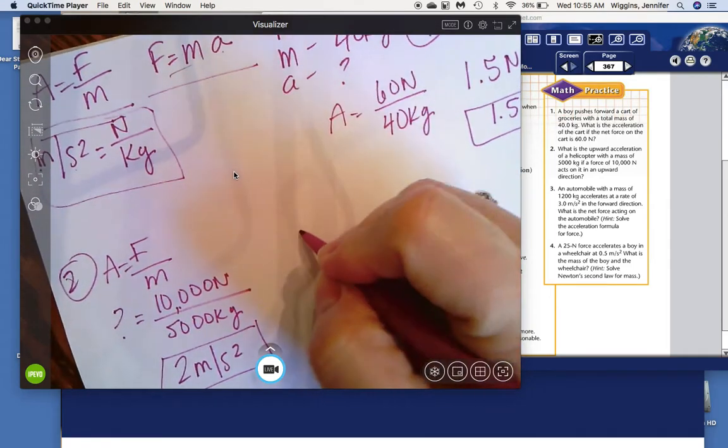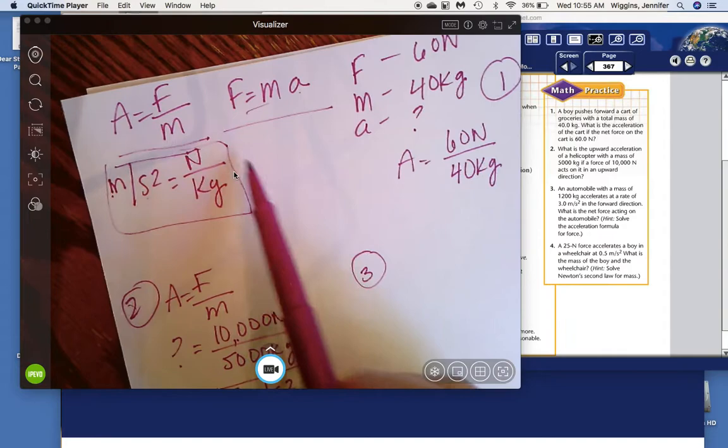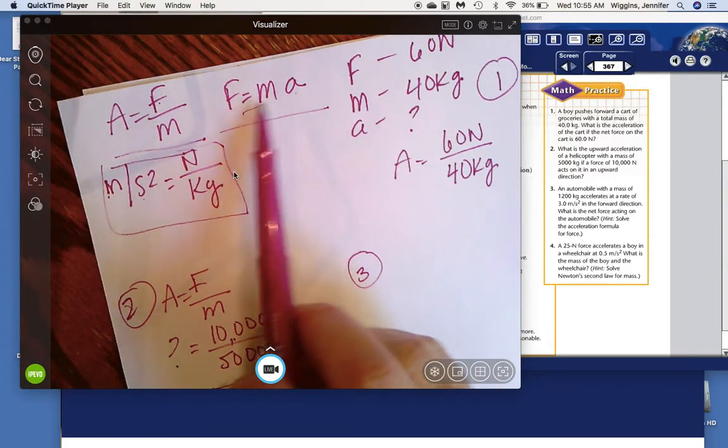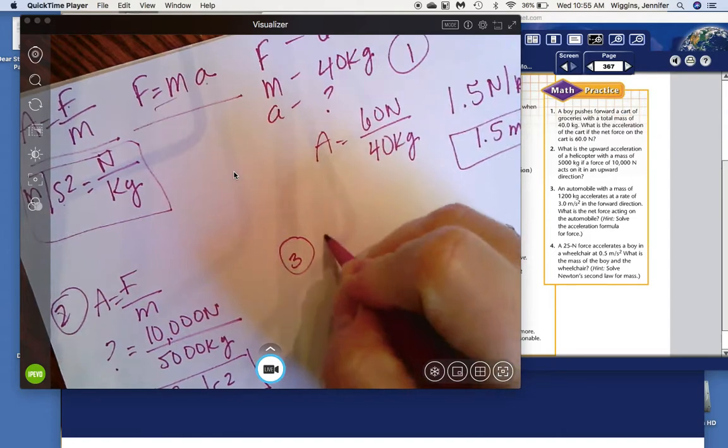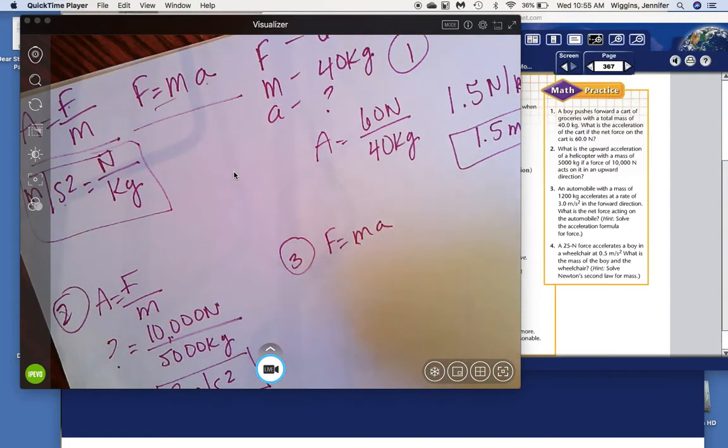Okay. Number 3. An automobile with a mass of 1,200 kilograms accelerates at a rate of 3 meters per second squared in the forward direction. What is the net force acting on the automobile? Okay, so I need to know the net force. And it says, hint, solve the acceleration formula for force. So what they're saying is that you would use this and solve for force, but why not just use this? I could do it either way. Do it however you're comfortable. I like this formula better, to tell you the truth.